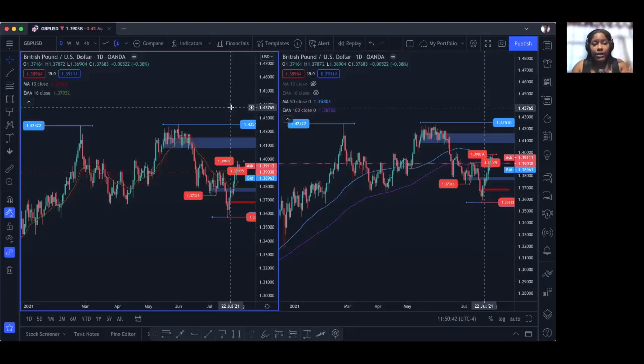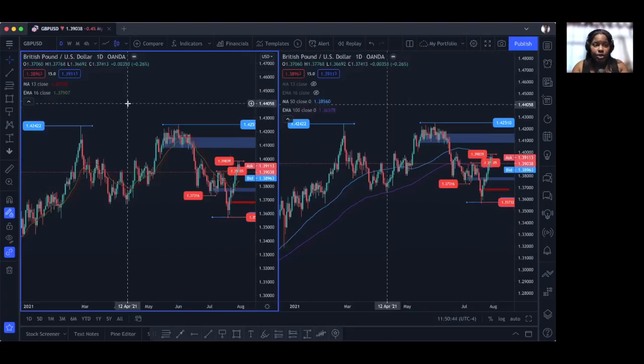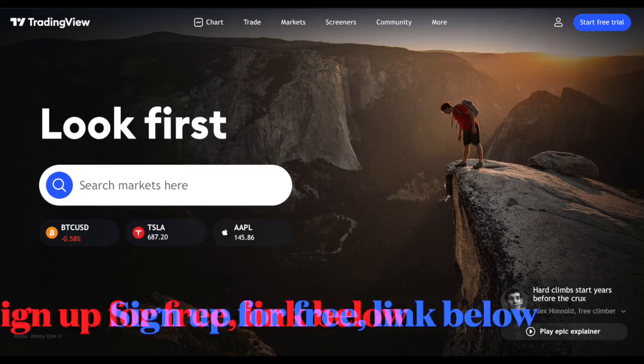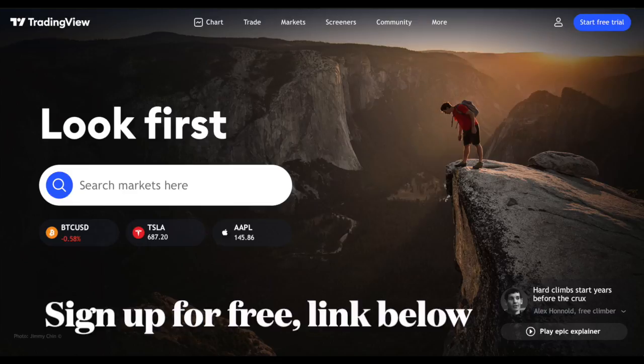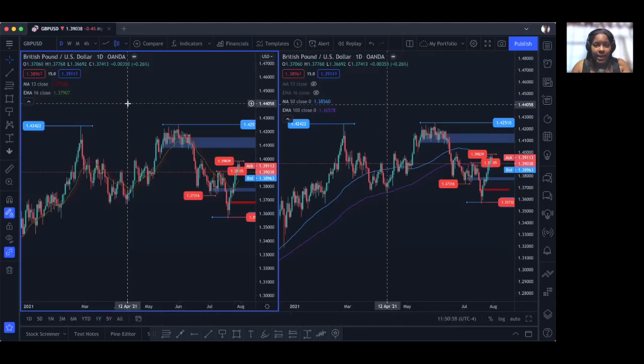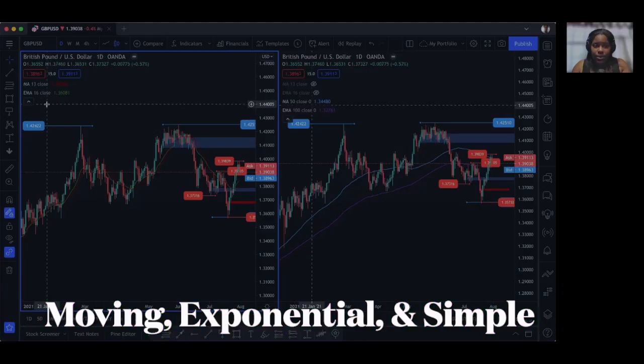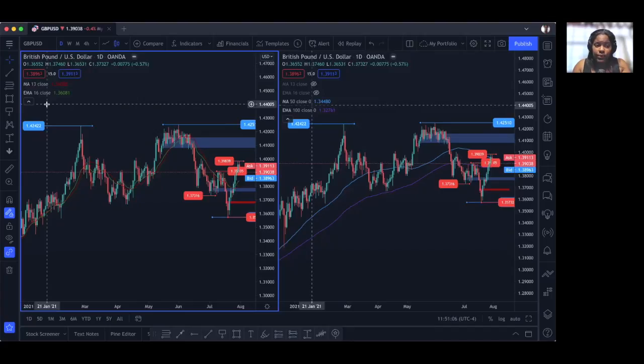So if you guys look on my screen, I have two different charts, same currency pair, same time frame. Great British pound versus the United States dollar. Daily time frame, both using the OANDA exchange on TradingView. TradingView.com is what I use. So I want you guys to pay attention to the moving average that I have. I have the moving average MA and then the EMA, which stands for the exponential moving average. And some people use the simple moving average.